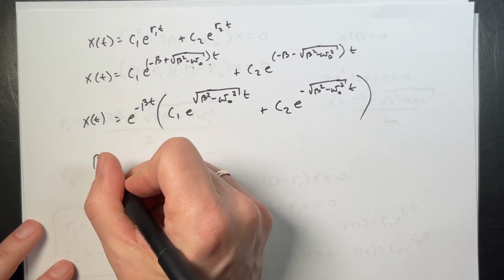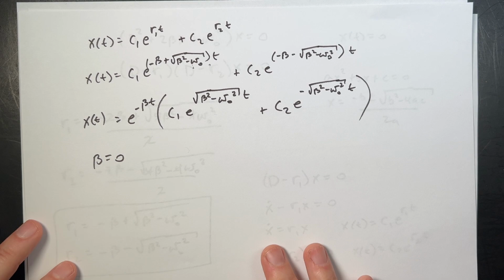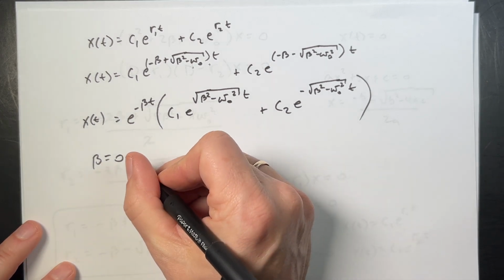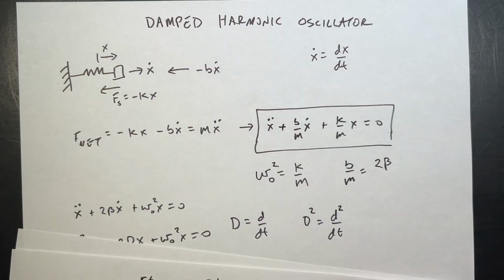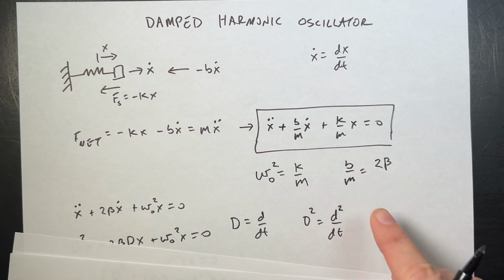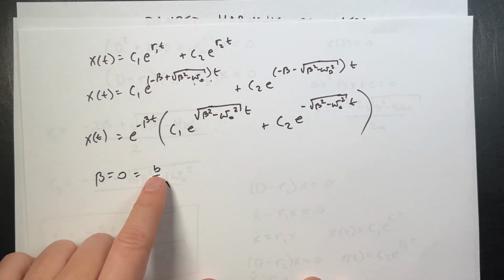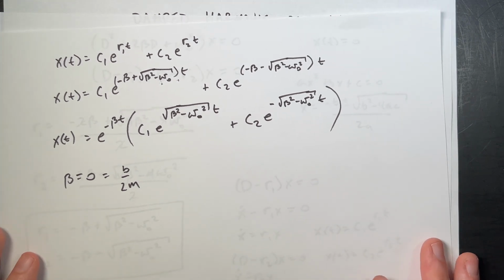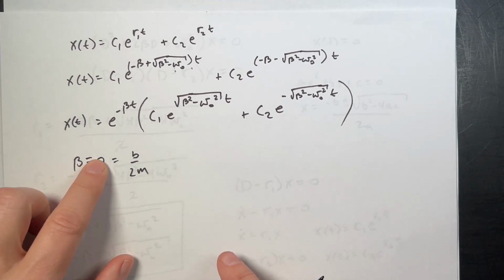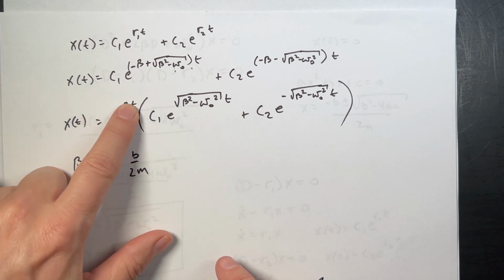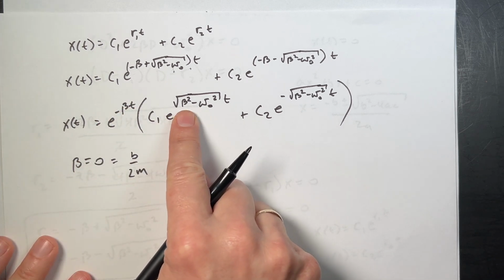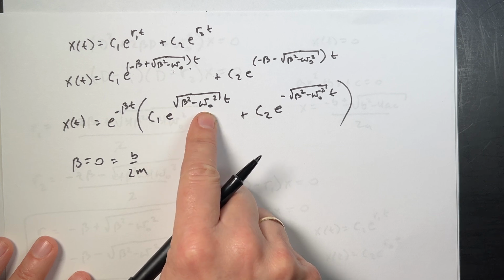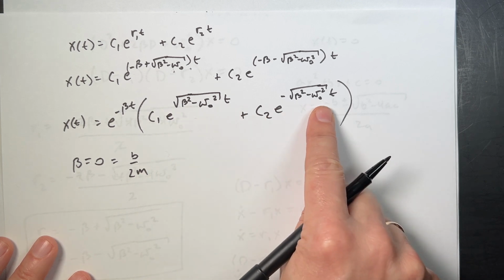So let's first say that beta is equal to 0. If beta is equal to 0, and remember, beta is equal to b over 2m, that means that the drag coefficient b is 0. So there's no drag, right? And if I put in beta is equal to 0 up here, this term is just 1, right? E to the negative 0 is 1. So then I get a 0 over here, and so I get negative omega naught squared t.